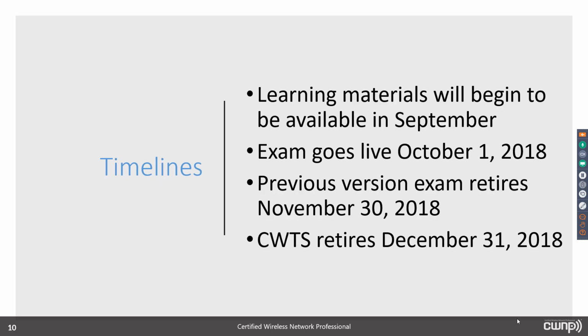Okay, so here are the timelines. Learning materials will begin to be available in September. For example, the earliest things that you'll be seeing are things like practice tests and e-learning. Books take a while to get through the printers and become available, so that'll be a little later in the month. The exam itself will go live on October 1st, 2018. So that will be the first date you could schedule the exam.